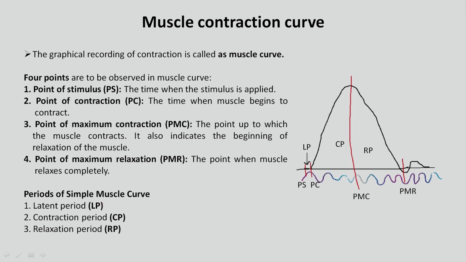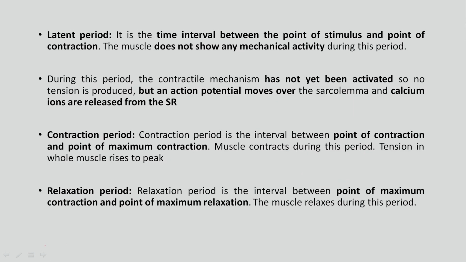Now, what are the periods in the muscle curve? There are 3 important periods. One is called the latent period, another is the contraction period, and third is the relaxation period. First, we will understand the latent period. It is the time interval between the point of stimulus, meaning when the stimulus has been applied, and the point when contraction begins. Here no contraction takes place, but contraction will begin.